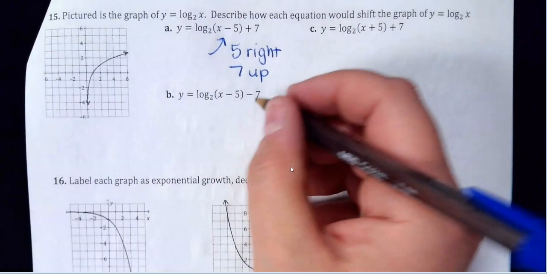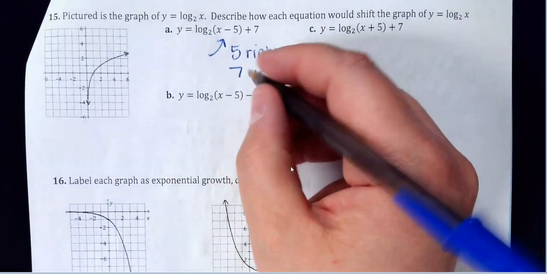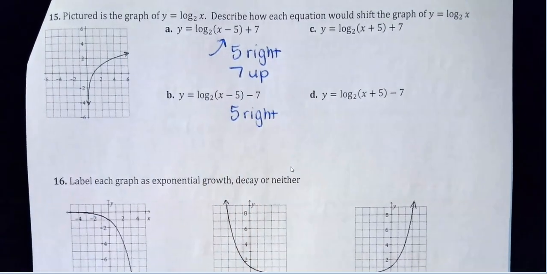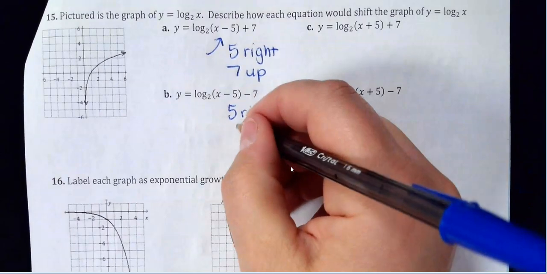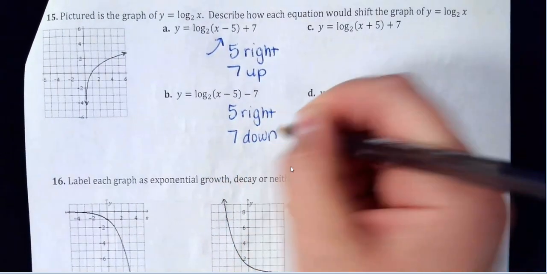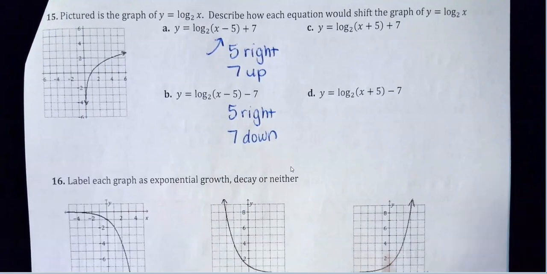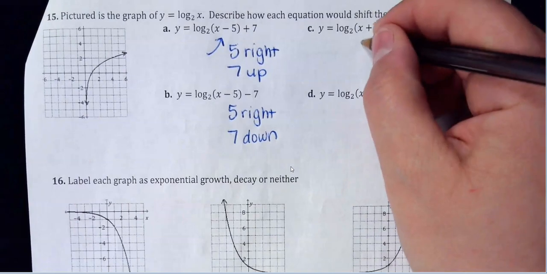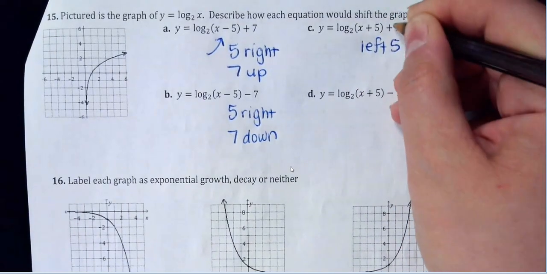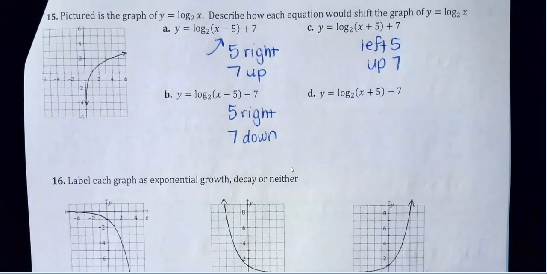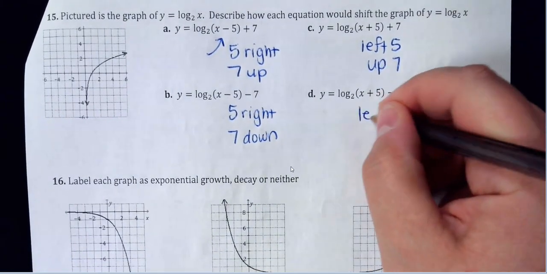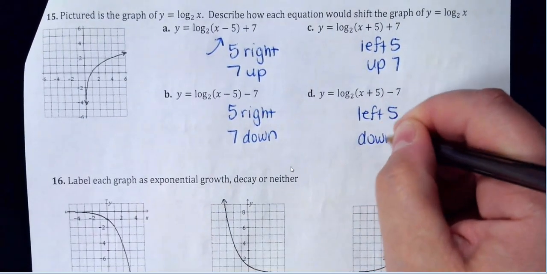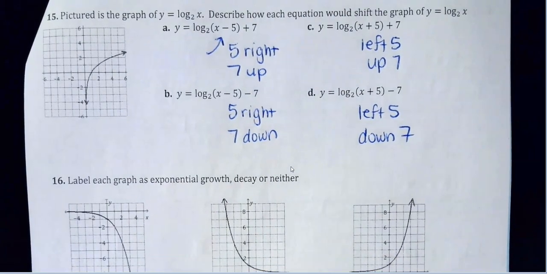If you look underneath here for letter B, this is x -5 again. So this would be 5 right. -7 on the outside would shift the graph down 7 units. So 7 down for this one. I just put every possible combination you could have. If you have x +5, to me that looks like a positive. So with the x goes the opposite way you think. This is going to be left 5, +7 is up 7. If I have a +5 again, that's left 5, -7 on the outside of the operation, down 7. That's all I'm looking for, just a little description there.